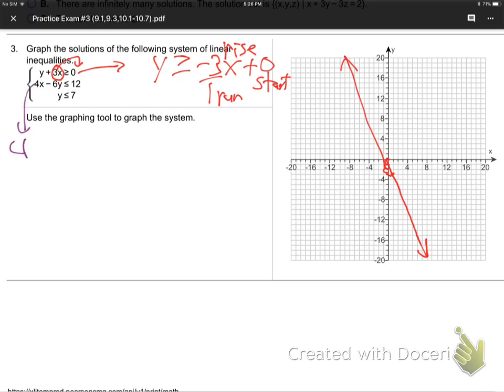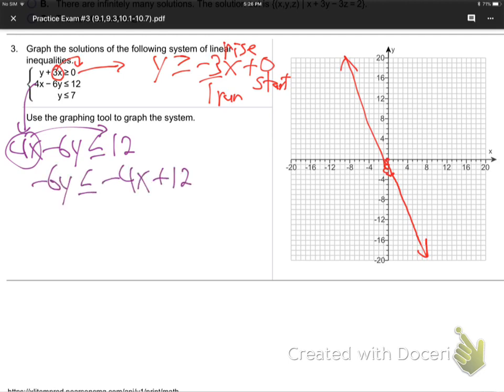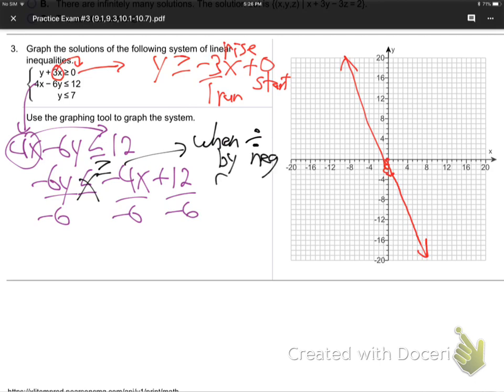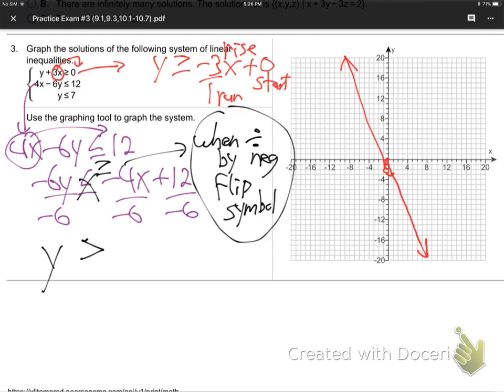Let's do the second one. Grab this guy, bring it down. 4x minus 6y less than or equal to 12. Got to solve for y. Grab that 4x, jump it over. Minus 6y less than or equal to minus 4x plus 12. Divide through by minus 6. Now what does that do when we divide by a negative? It flips the symbol the other way, doesn't it? When you divide by a negative, flip the symbol. So we get y greater than or equal to.